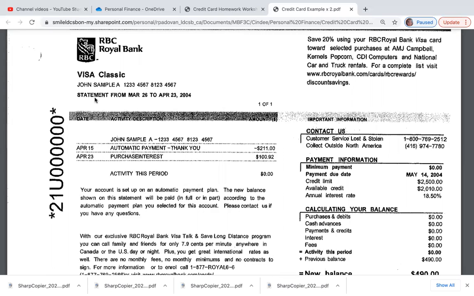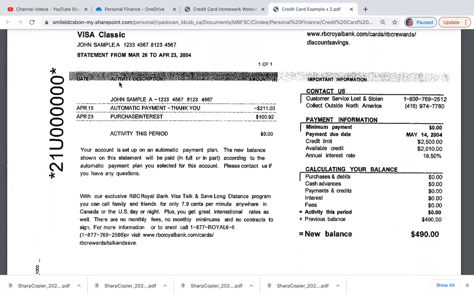And then this tells you the time frame of this statement. So this statement is from March 26th to April 23rd. So any purchases you made on it March 26th and up to and including April 23rd would be on this credit card statement. And see how it says activity here?